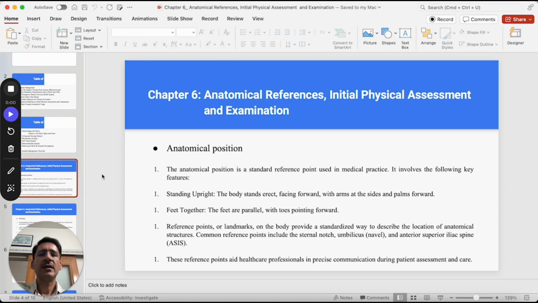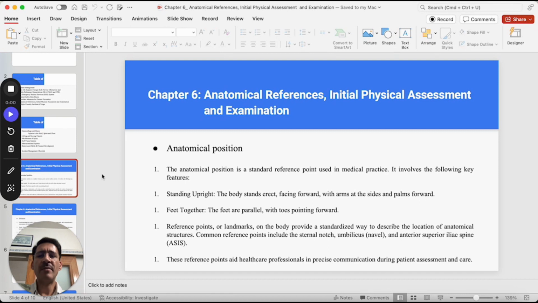Anatomical references. Initial physical assessment and examination. Anatomical position. The anatomical position is a standard reference point used in medical practice. It involves the following key features. Standing upright: the body stands erect, facing forward with arms at the sides and palms forward. Feet together: the feet are parallel with toes pointing forward.